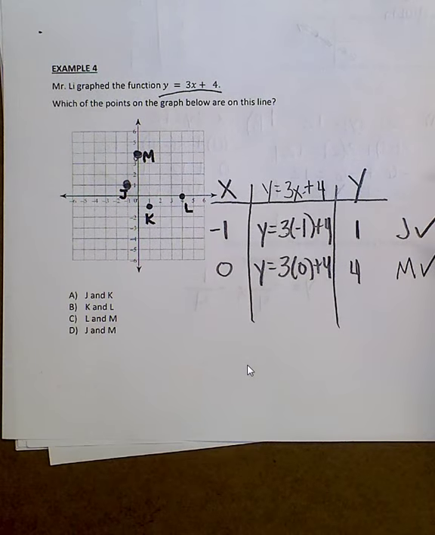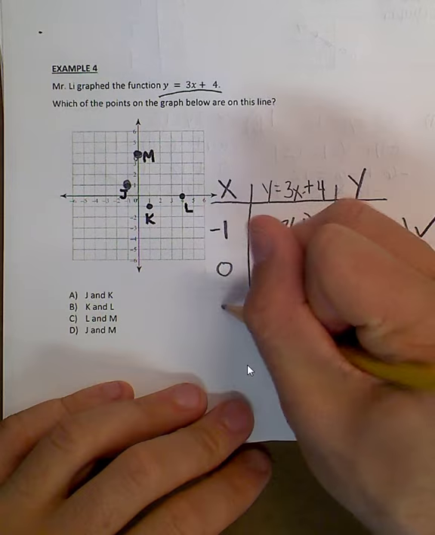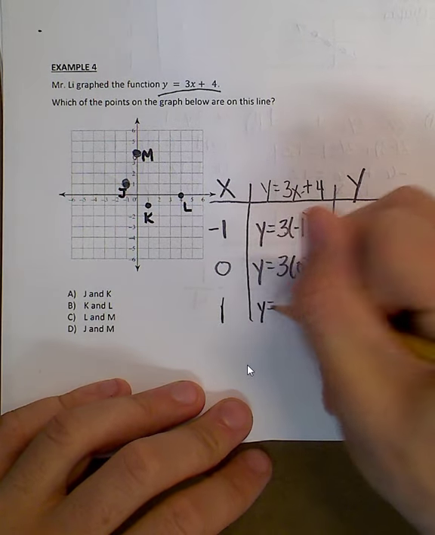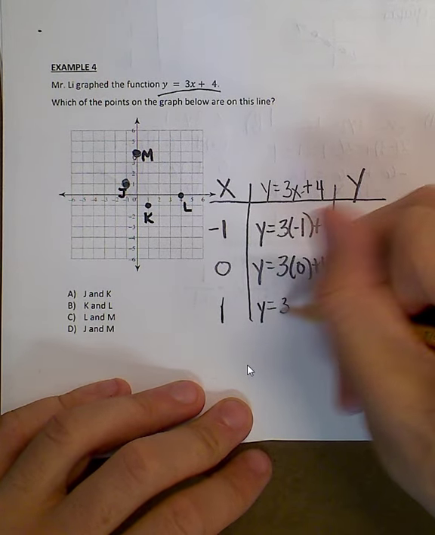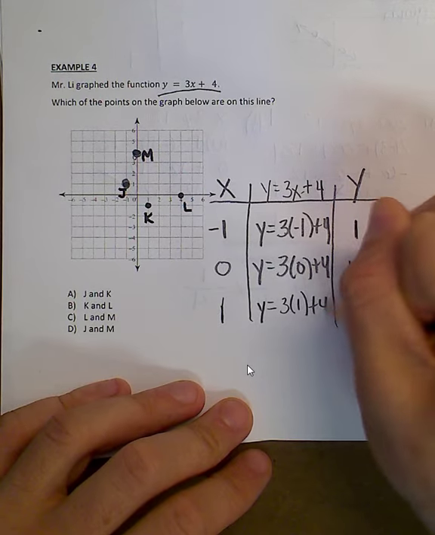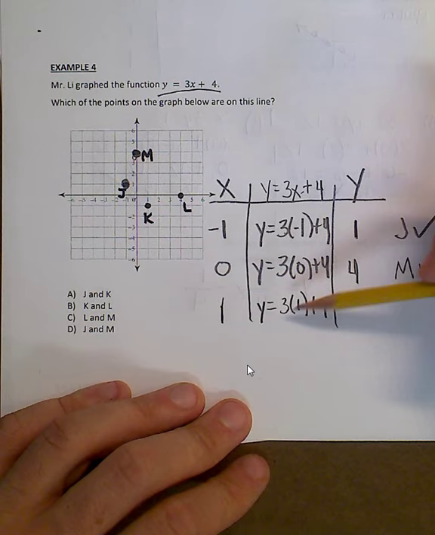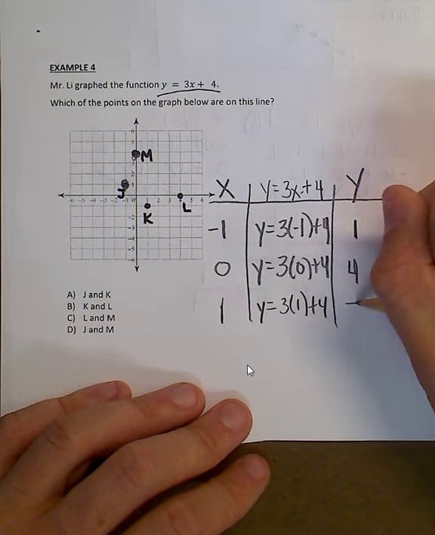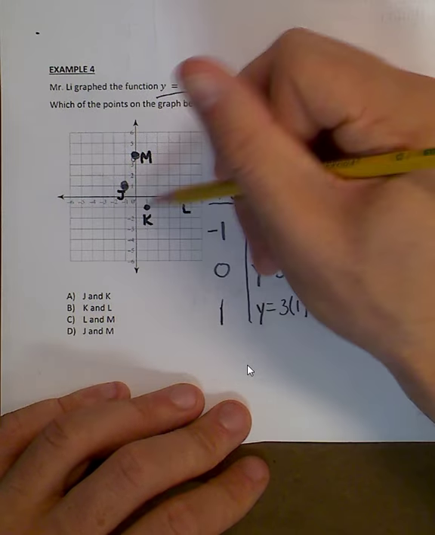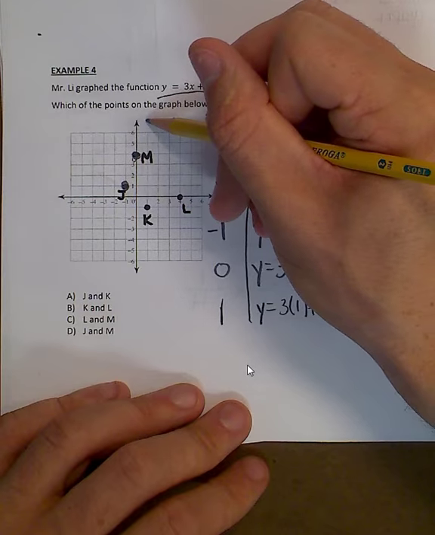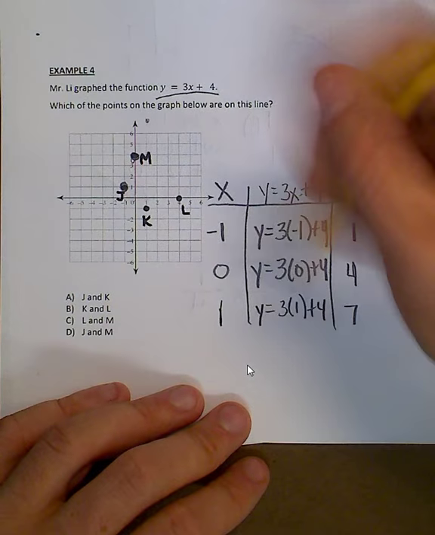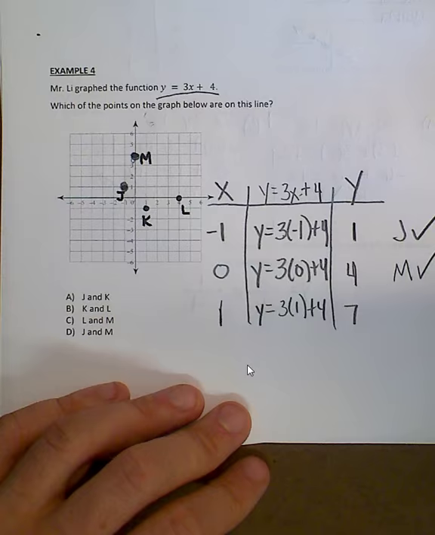And let's just actually graph one more. Let's try 1. When x is 1, that means it's 3 times 1 plus 4. 1 is our input. Let's calculate our output. 3 times 1 is 3, plus 4 is 7. 1 comma 7 is actually not even on the graph. It's somewhere way up there, which we know we're not supposed to graph.